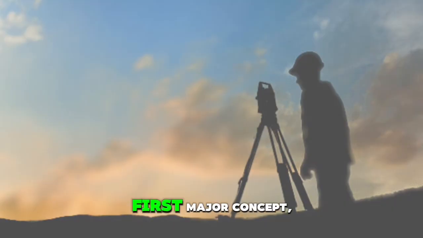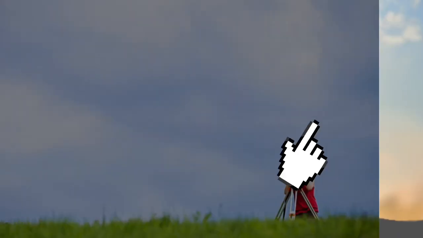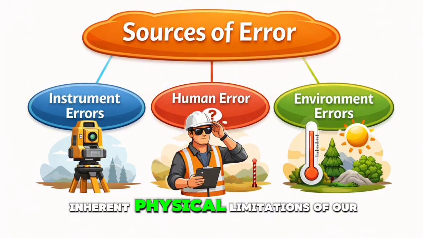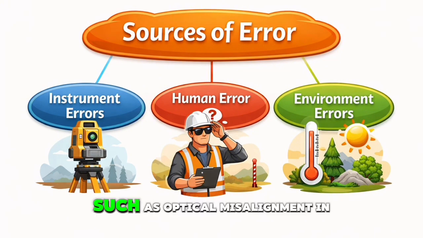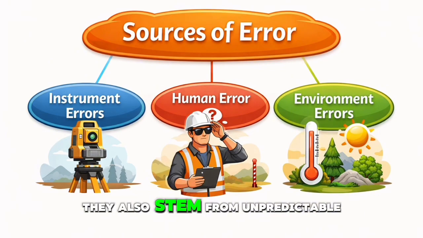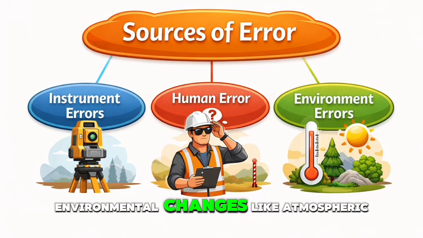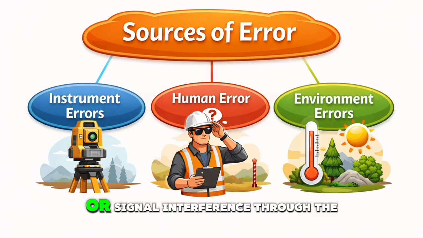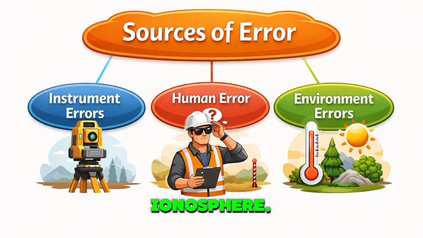This brings us to our first major concept, the sources of errors, which stem from specific identifiable origins in the field. In geodetic surveying, these errors arise from the inherent physical limitations of our equipment, such as optical misalignment in a total station or clock bias in a GNSS receiver. They also stem from unpredictable environmental changes like atmospheric refraction bending a laser beam or signal interference through the ionosphere.